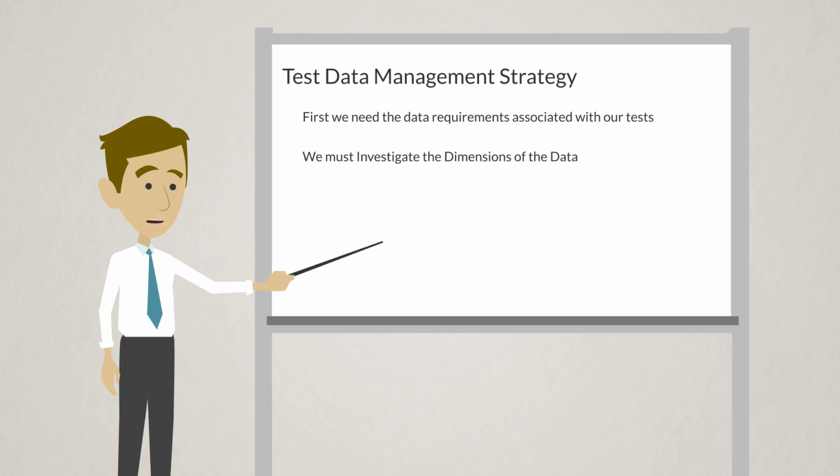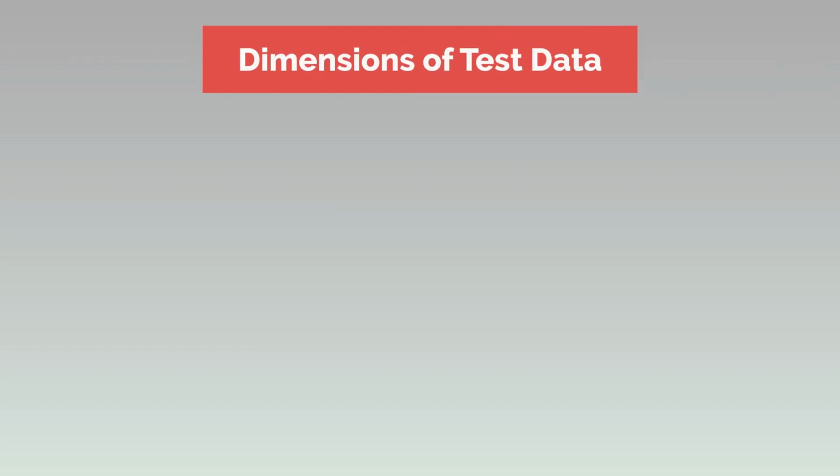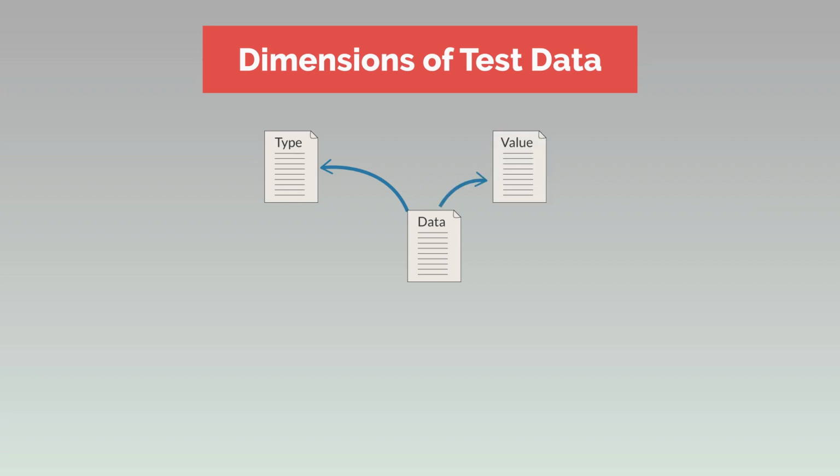However, we must investigate what I call the dimensions of that data. These are essentially the attributes of the data that describe how it lives and behaves in your system under test. First is the type of data. In most cases, this speaks to if it's structured, for example, data in a relational database, or unstructured, has no fixed format, length, or organizational pattern. Of course, the value of the data, either a specific value or a class of values, is important.